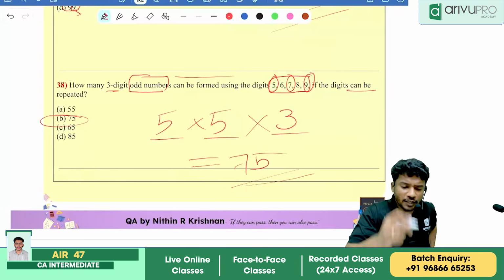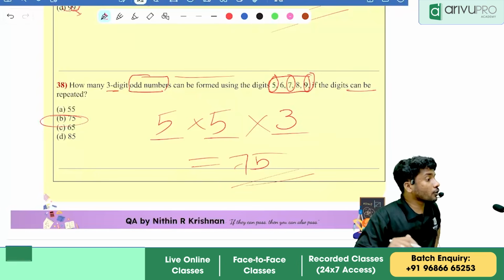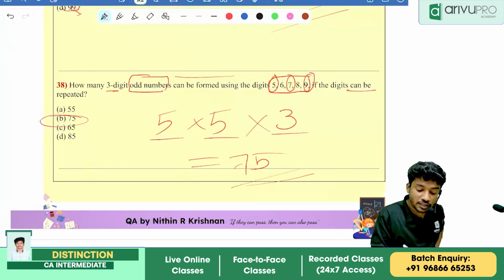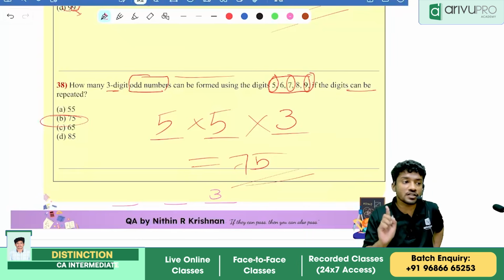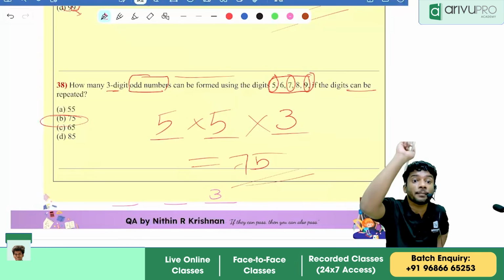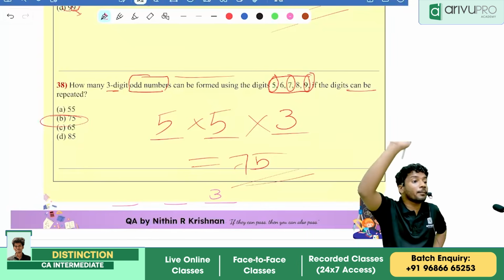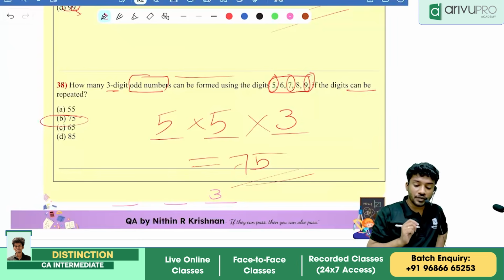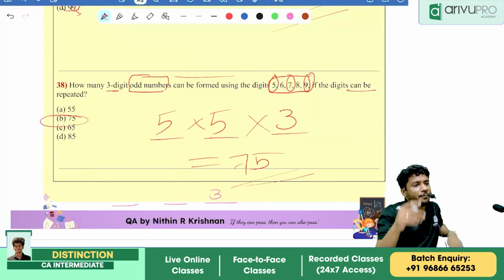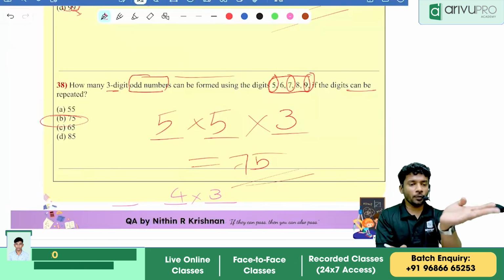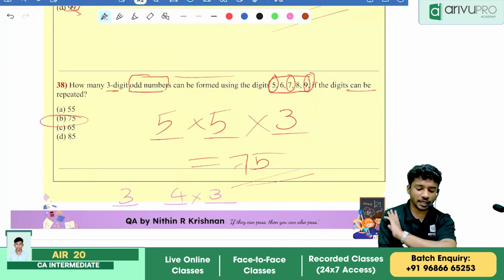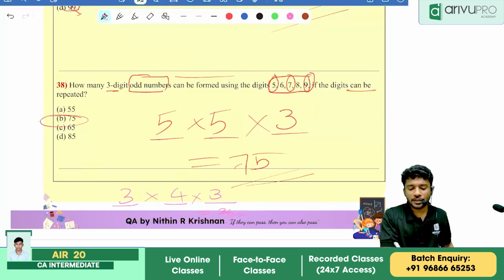75. What if the question is like, digits cannot be repeated? For the same question, digits can't be repeated means what? First one is always 3 people. Any of the 3 will sit in the odd place because that is the major condition. An odd number should be there no matter what. One person already sat. How many are remaining? 4. 2 people already sat. How many are remaining? 3. So 36 will be the answer.